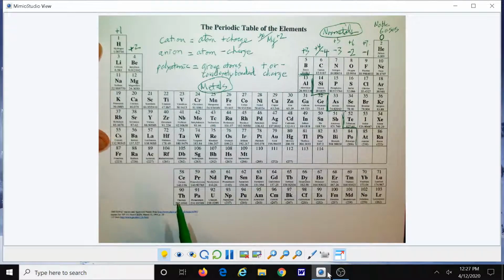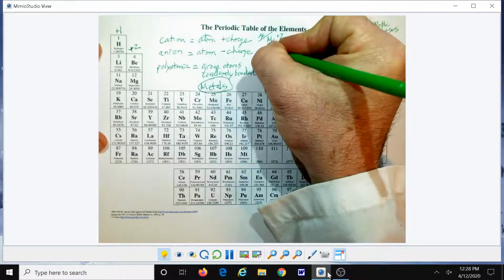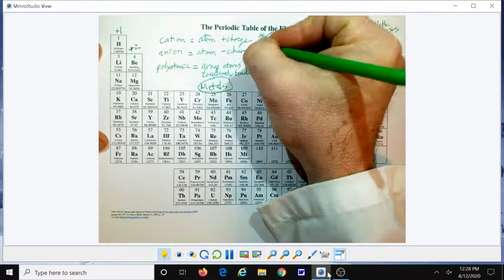What about for an anion? Anion just means it has a negative charge. It's going to be a nonmetal. It's something over here. Let's say we're going to pick the element sulfur. Sulfur typically will have a -2 charge. So an example would be S with a -2 charge.